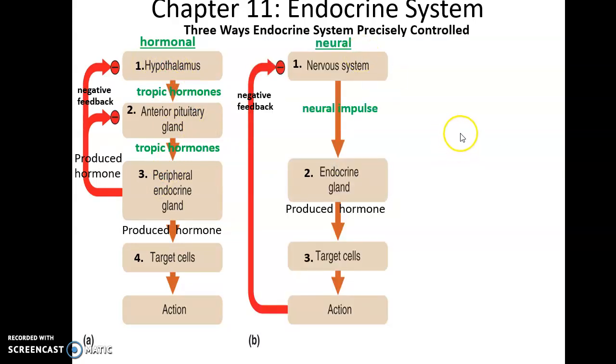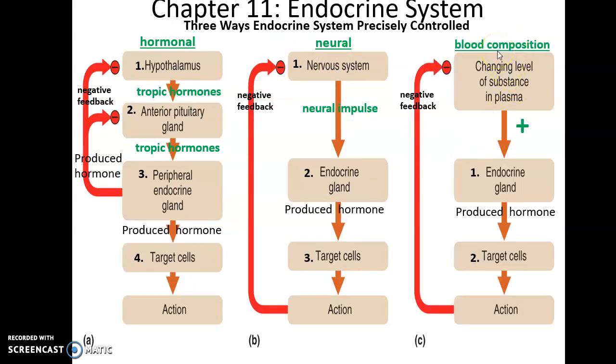Then we have a neural system where you have a direct nerve that will actually cause the release of the hormone. So a nervous system sends a nerve impulse via a neuron to an endocrine structure, causing it to release a hormone. Hormone goes to the target cell and causes an effect. And whatever that effect is, that result is what is causing the negative feedback. So when the nervous system sees that the action it wants has occurred, it stops signaling for the hormone to be produced.